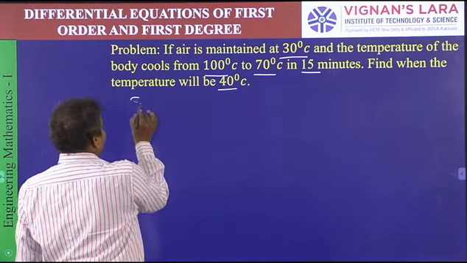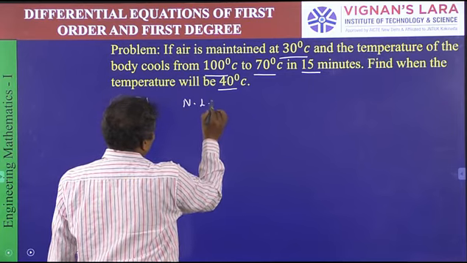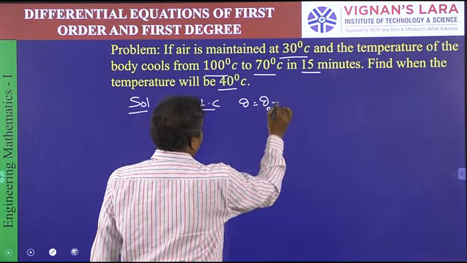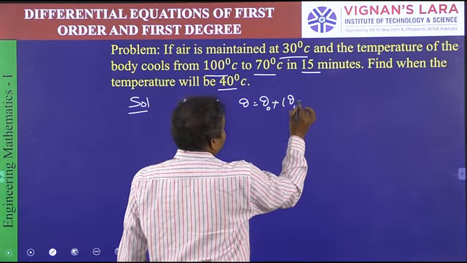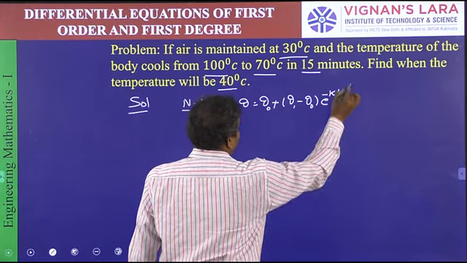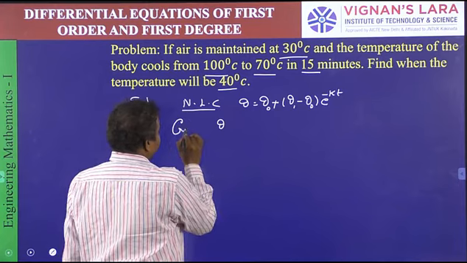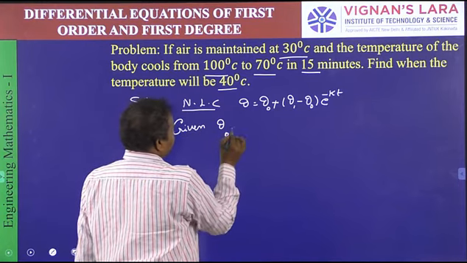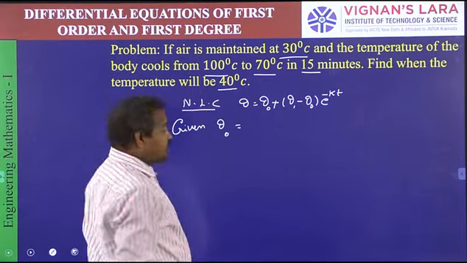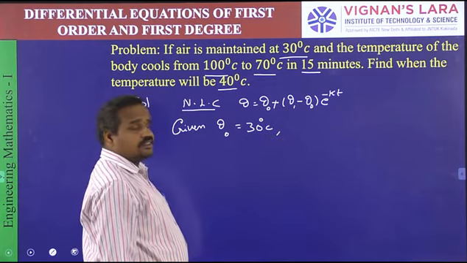So actually, what is the formula of Newton's law of cooling? Theta is equal to theta naught plus theta 1 minus theta naught into e power minus kt. So first, what is the given data? Theta naught, the surrounding media temperature. Air is maintained at 30 degrees centigrade. So theta naught is equal to 30 degrees centigrade.